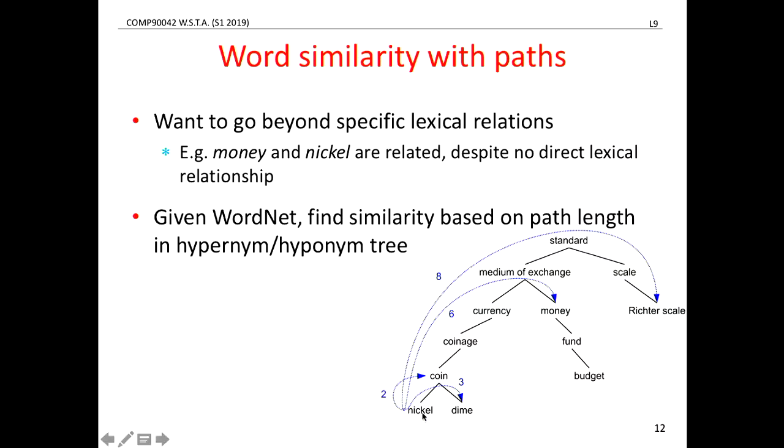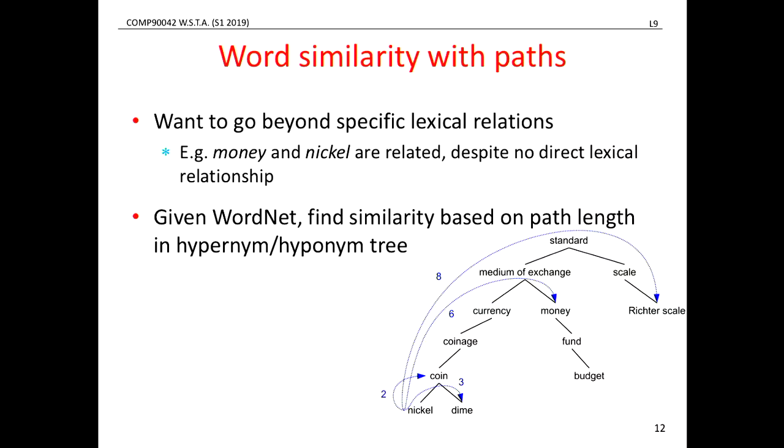So we calculate path length by adding 1 to the number of edges we have to traverse to get from one to the other. So getting from nickel to nickel is path length 1. Nickel to coin is path length 2, because 1 plus 1 edge. Nickel to dime, we go up once and down once, so 1 plus 1 plus 1, we get 3. And you can see here, getting from nickel all the way up to here and down, we go up 1, 2, 3, 4, and down 1. So that's 5 edges we take plus the 1. We end up with 6. So that's how those numbers illustrated there have come about.